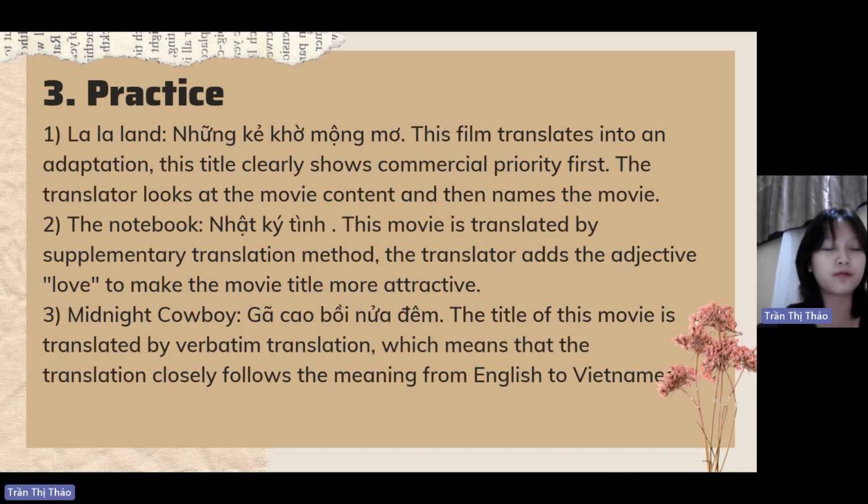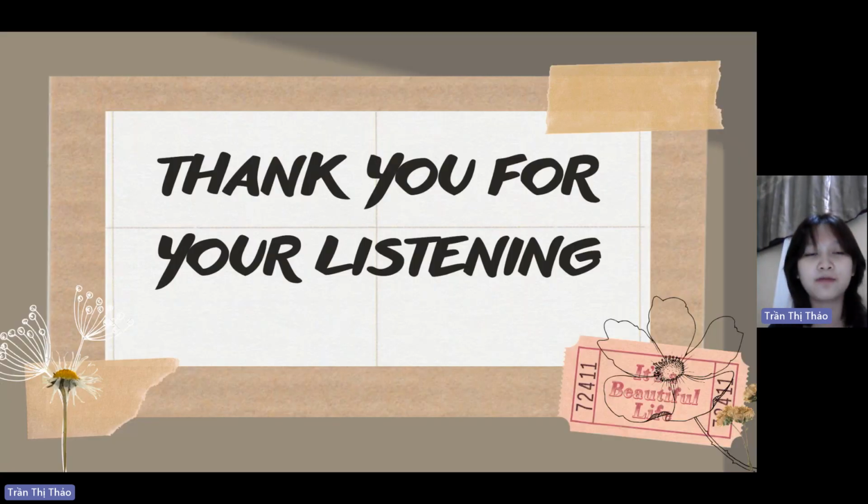And the second is The Notebook, meaning in Vietnamese nhật ký tình yêu. And this movie is translated by the additional translation method. The translator adds the adjective love to make the movie title more attractive. And the last one is Midnight Cowboy, meaning in Vietnamese gã cao bồi nửa đêm. The title of this movie is translated by verbatim translation, which means that the translation closely follows the meaning from English to Vietnamese. And my presentation is finished.